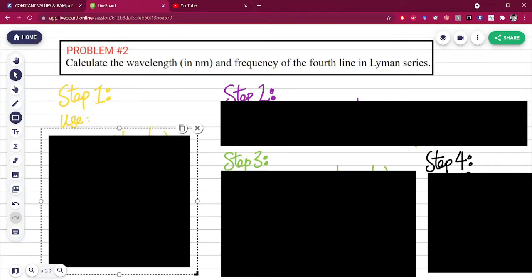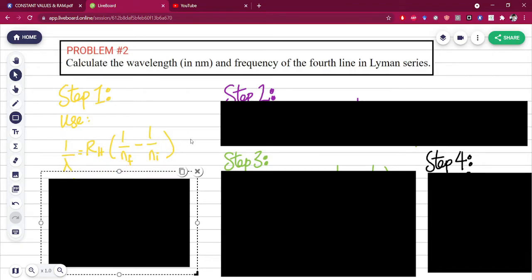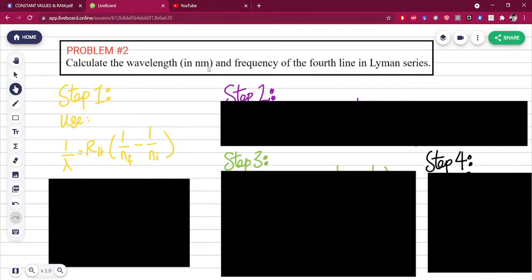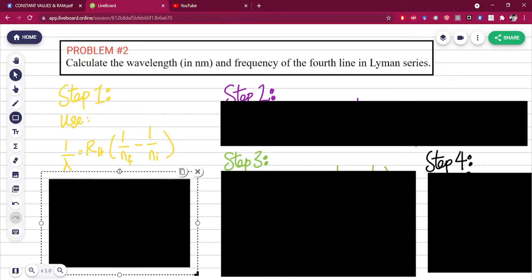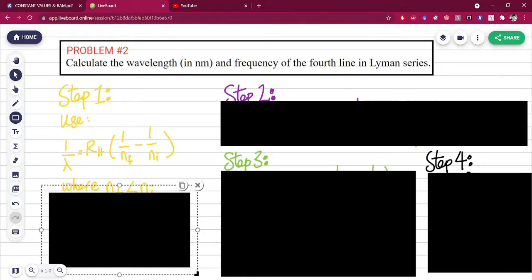What will happen now? You need to use this formula. You can use this formula if you want to, because the question wants you to find the wavelength. In this formula, you have the symbol for wavelength over here, and you need to find frequency. By using this, what you call the Rydberg equation, you should be able to find out the wavelength. So a few considerations that you need to make before you use this formula.